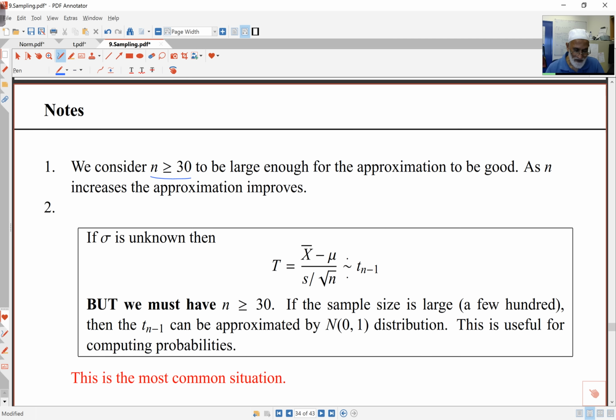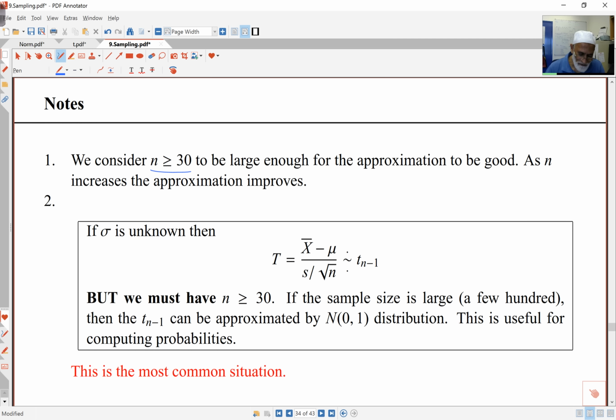If sigma is unknown, then I must replace it by the sample standard deviation S. When I do that, I get a t distribution. So whenever I replace sigma by S, I get t. Of course, if t has a large degrees of freedom, it becomes very close to normal anyway. But most often we'll use t, and t is the default used by all software. This is the most common situation.